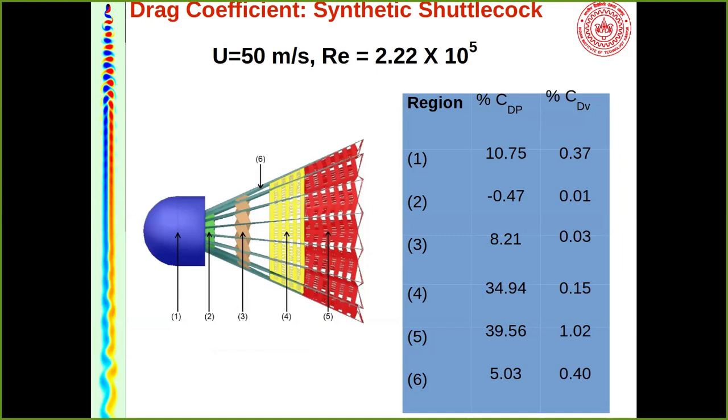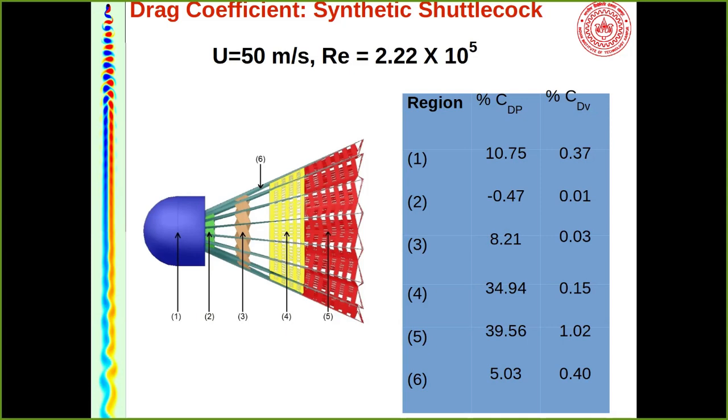So we were interested in finding out which region of the shuttlecock produces the drag. Is it the skirt? Is it the cork? Is it the middle skirt, outer skirt? So these are the regions 1 to 6. So 5 and 4 are the outer skirt. One thing is viscous effect is very little as expected. It's mostly pressure driven. And almost 75% of the drag is generated by the medium skirt and the outer skirt. So that makes sense.